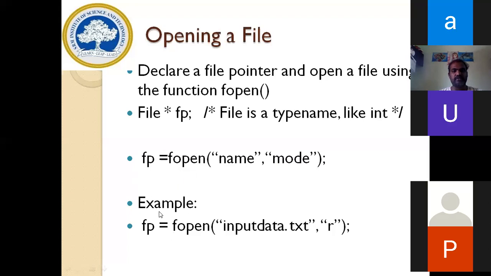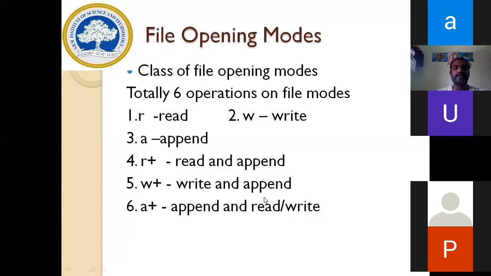You can also see the example here: file pointer is equal to fopen, the file opening function, which takes the argument of the name of the file. Here we take data.txt as the file name, and the file opening mode, the purpose of opening this file, is r, which represents reading a file. Whatever data content is in this file is going to be read, and it is going to be assigned to the file pointer. So this is how to open a file.